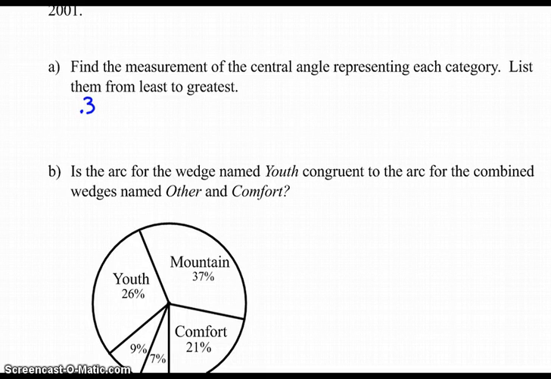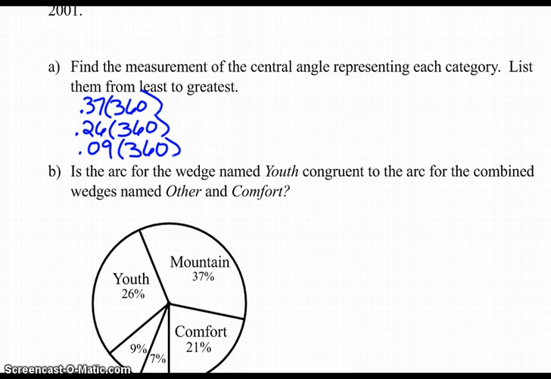So 0.37 times 360, 0.26 times 360, 0.09 times 360, 0.07 times 360, and 0.21 times 360. After you multiply each of those, then you need to place them in order from lowest to highest.